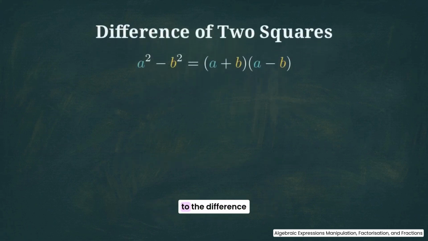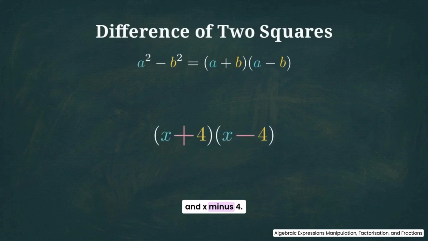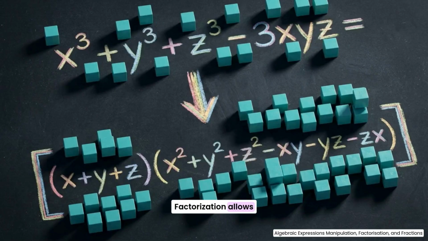This also applies to the difference of 2 squares, like x squared minus 16, which results in x plus 4 and x minus 4. Factorization allows us to package sprawling expressions back into organized, manageable blocks.